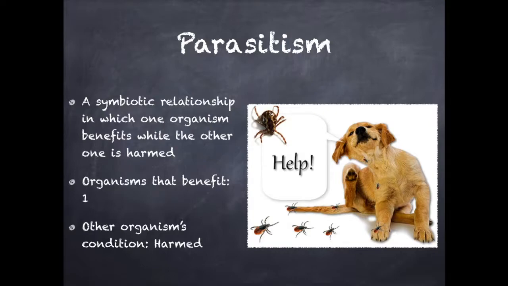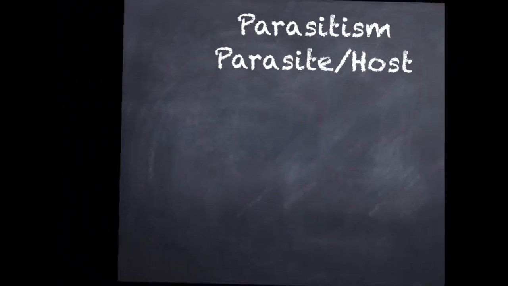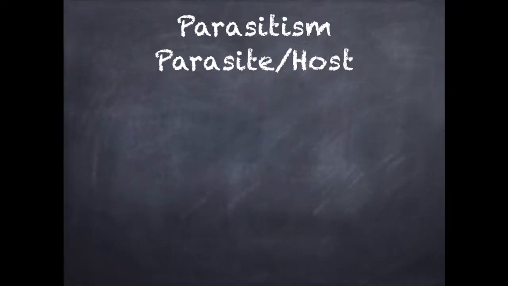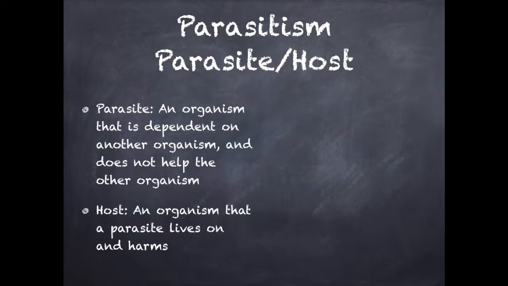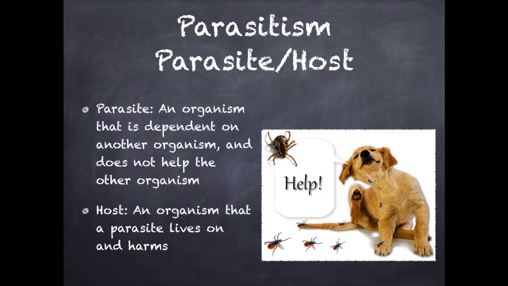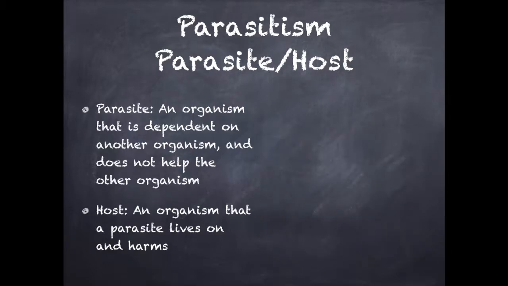In this, the fleas are being benefited, and the dog is being harmed, showing that it is a proper example of parasitism. Parasitism, we need to talk about a new kind of relationship, which is parasite and host. A parasite is an organism that is dependent on another organism and does not help the other organism. A host is an organism that a parasite lives on and harms.